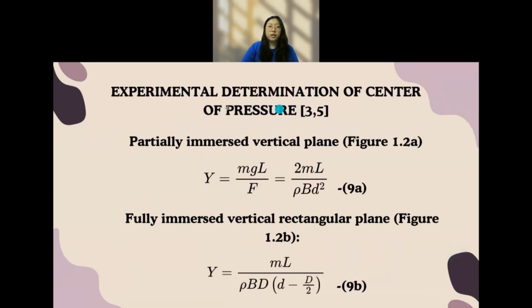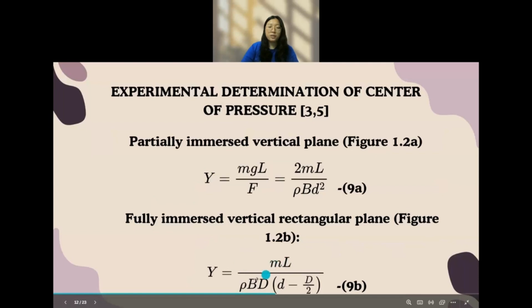So for partially immersed vertical plane, we can use this formula: Y is equal to 2ml over rho B D squared. For the fully immersed, we can use this formula: Y is equal to ml over rho B D times D minus D over 2.